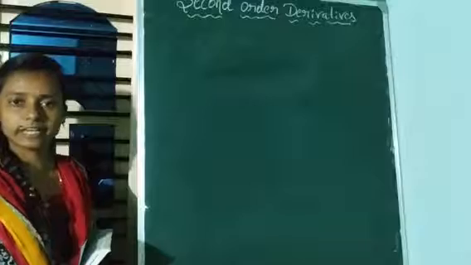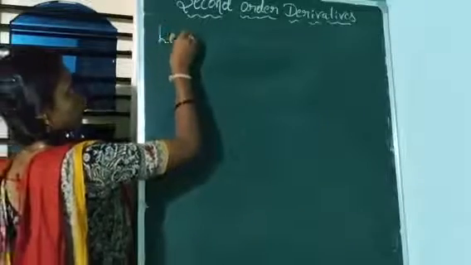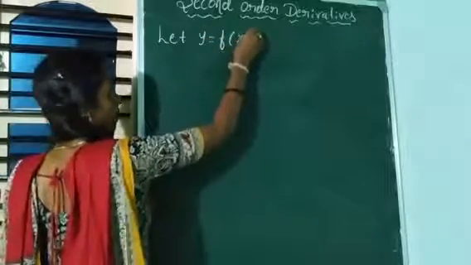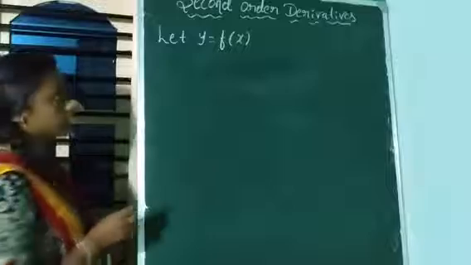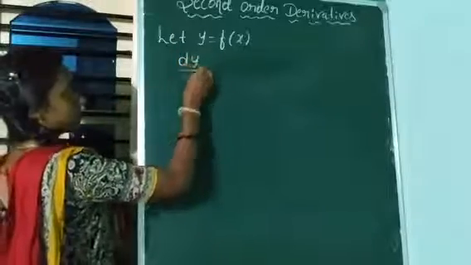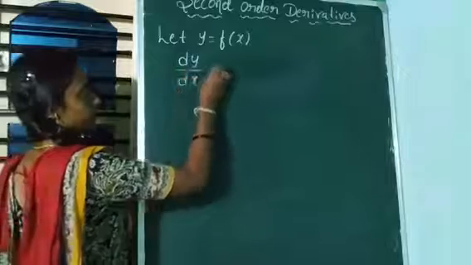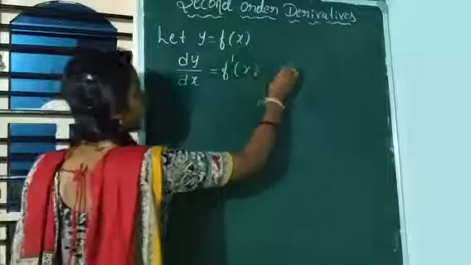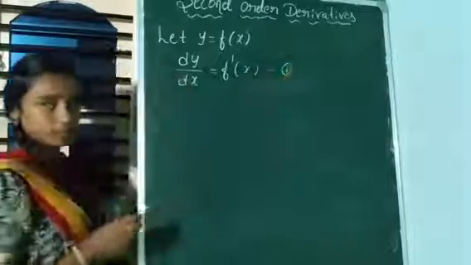Let's start with the next concept, that is second order derivatives. Let y be equal to some function, that is f of x. Then I differentiate this function, which is dy by dx, and I can write this as f dash of x, and I will call this equation 1.